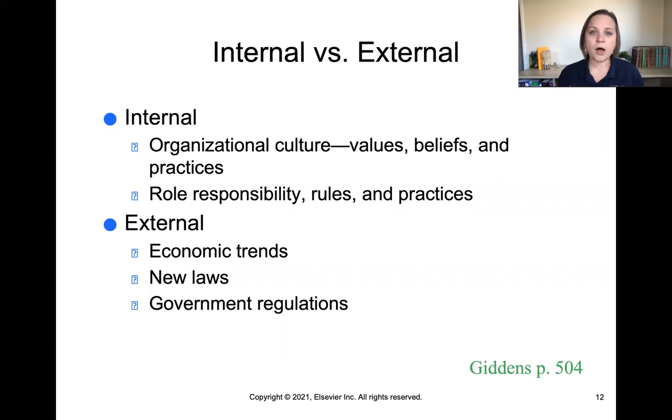And then when you're thinking broader in the American healthcare system, you look at things like economic trends, the new laws and government regulations. And we've seen this on a broad scale that Congress has debated over time on universal healthcare versus private healthcare versus something in between. And those factors all play into the healthcare delivery system that we have in the United States.